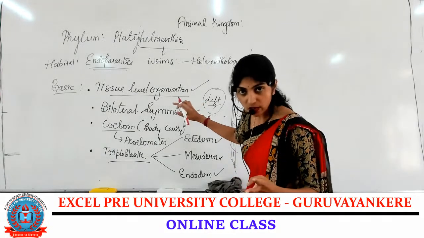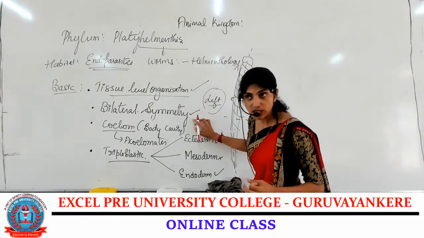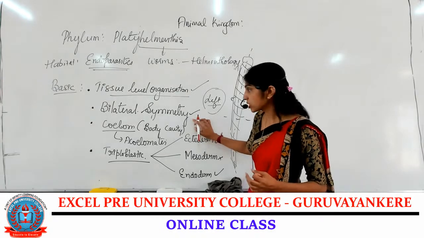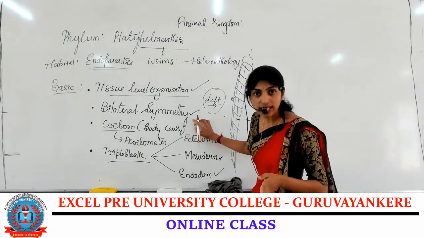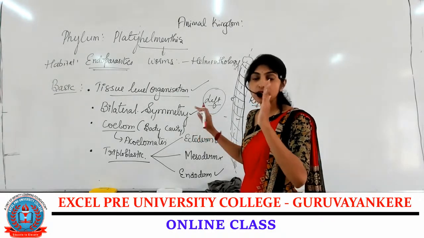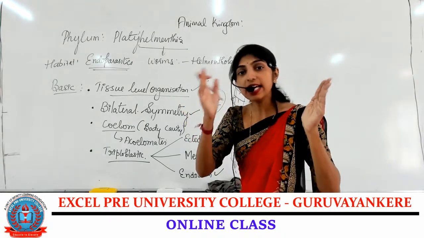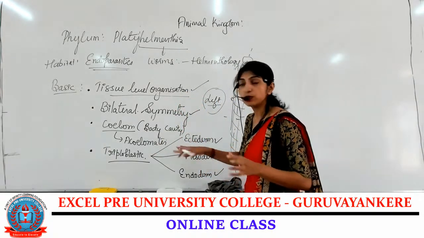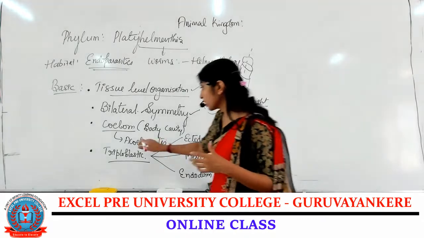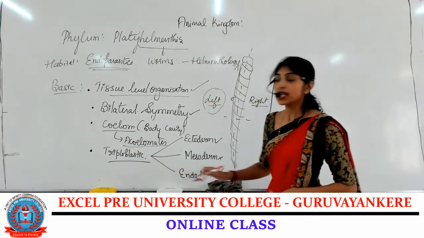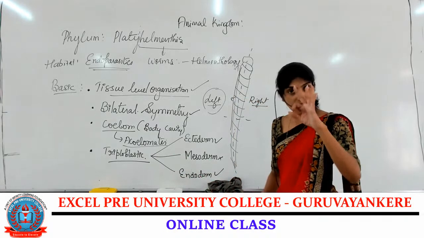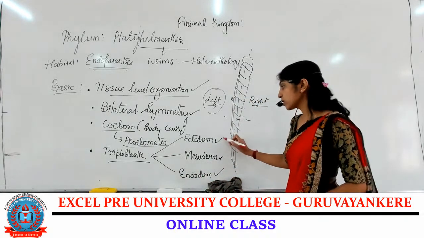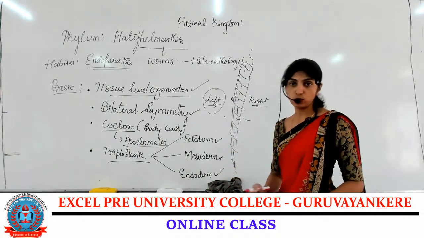They show tissue level of organization. They have bilateral symmetry, that is, when we divide an organism through the central axis, it will be divided into left and right. They do not have a coelom, that is why they are acoelomates. And they are triploblastic, that means they have three germinal layers: ectoderm, mesoderm, and endoderm.